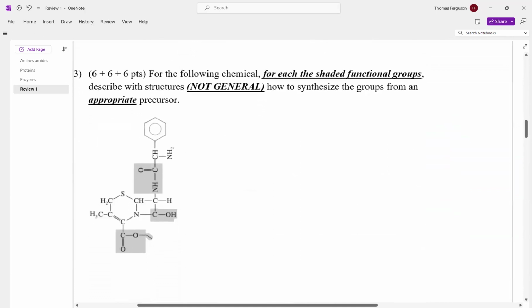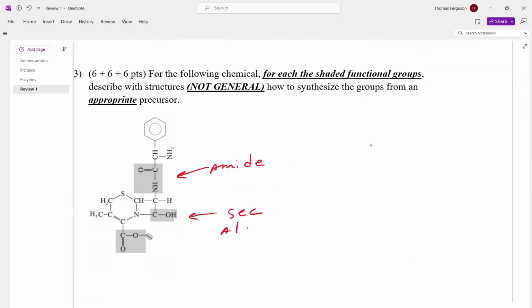You're not going to see a question like this. Instead of all in one like this, I would break it up. But basically, here's an amide. How do you make that? Here's a secondary alcohol. How do you make those? Here is an ester. How do you make that? We're going to go through these examples in a minute.